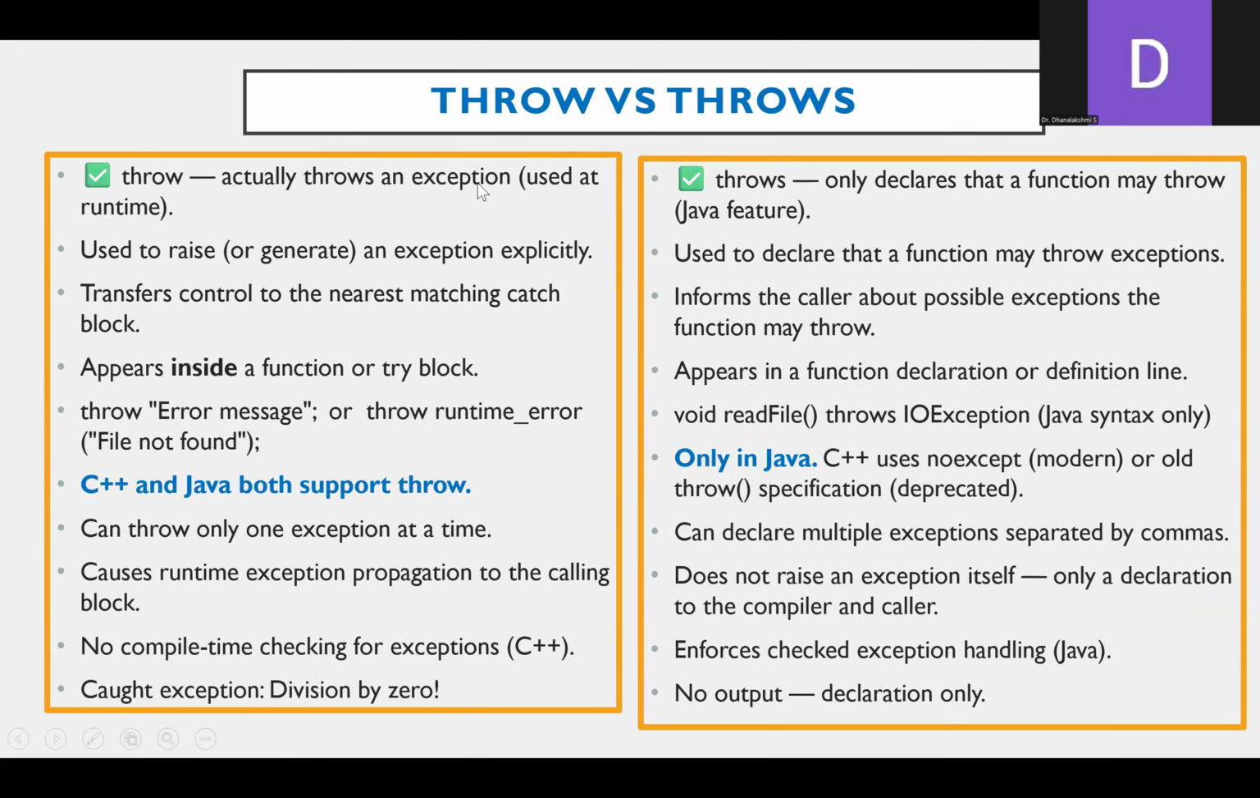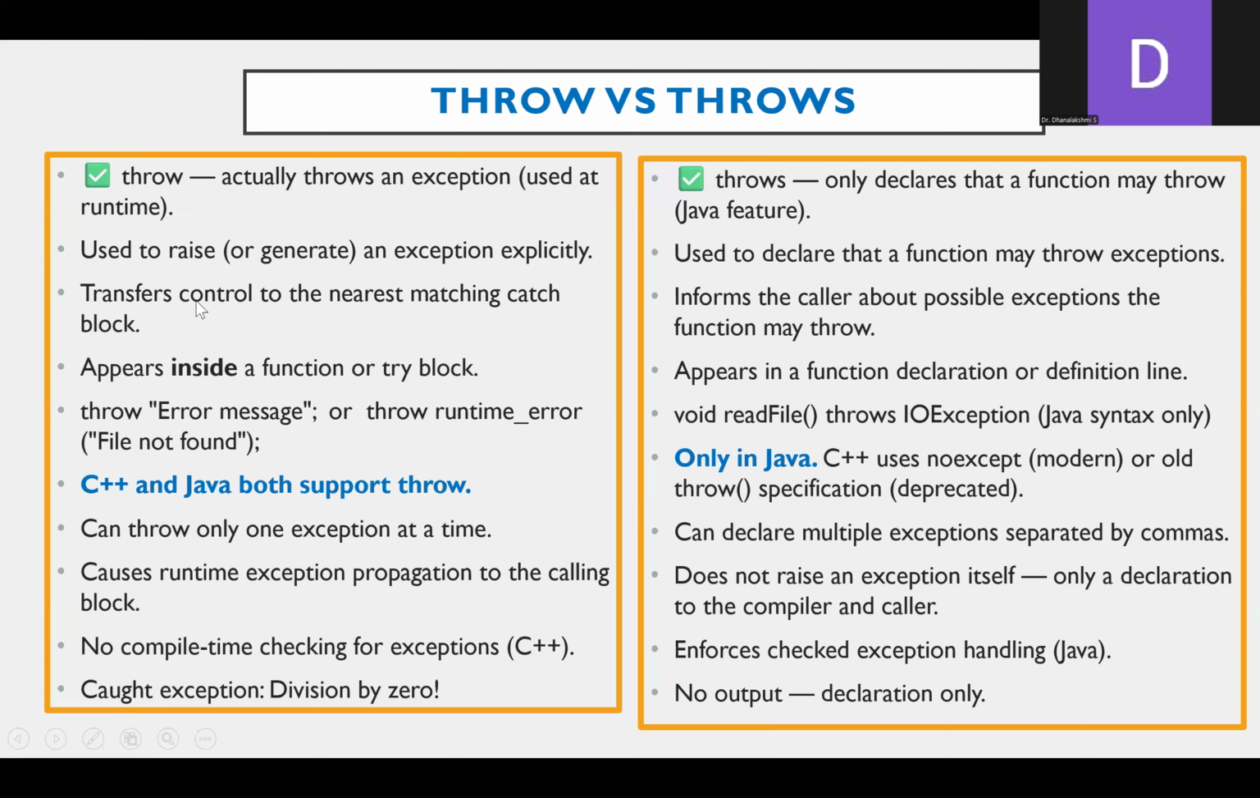And the next topic to be covered is throw versus throws. Throw actually throws an exception at runtime, which we have seen till now. Throws only declares that a function may throw. It's a Java feature. Throw is used to raise or generate an exception very explicitly, and throws is used to declare that a function may throw exceptions.